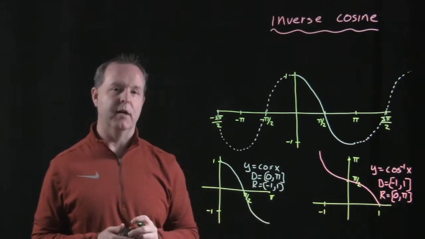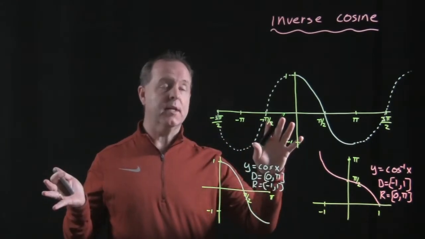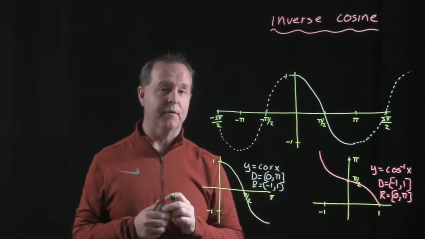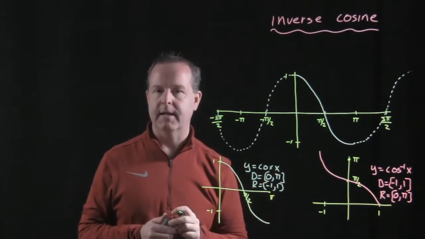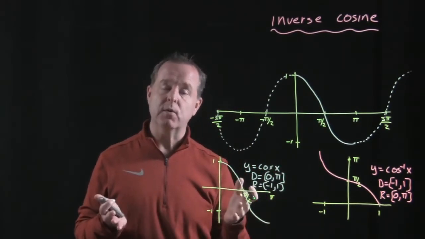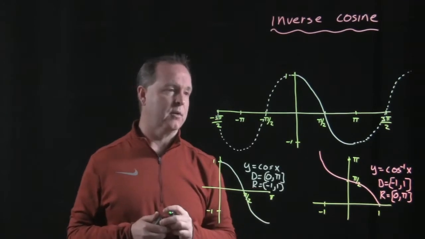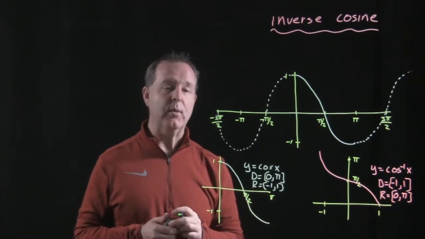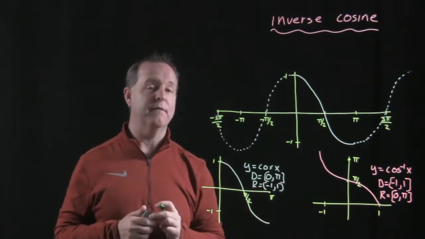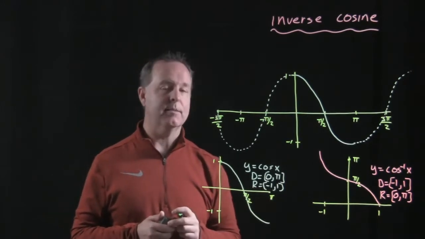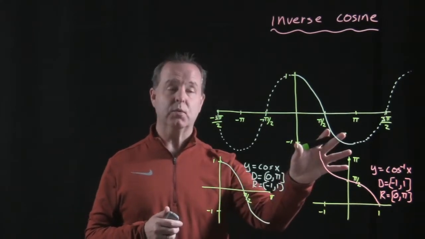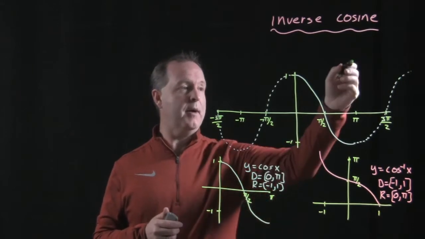As with the inverse sine function, the cosine function does not have an inverse because it doesn't pass a horizontal line test. So what we need to do, again, is restrict its domain, so that we can look at just a section of the cosine function and then look at some ideas about its inverse. So we're going to restrict it from 0 to pi.